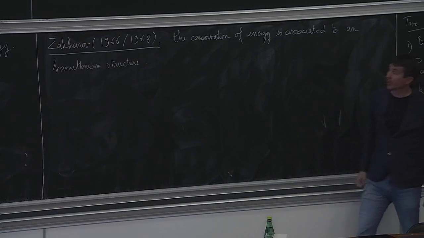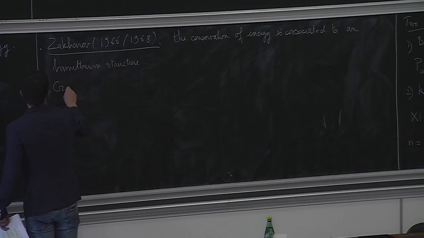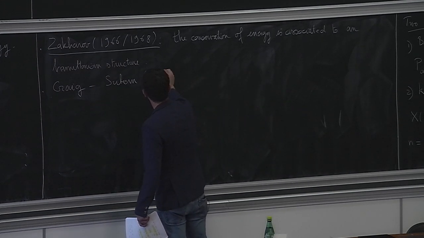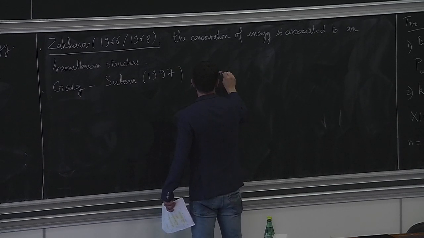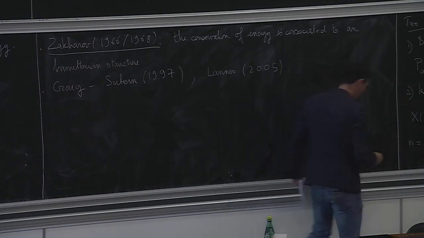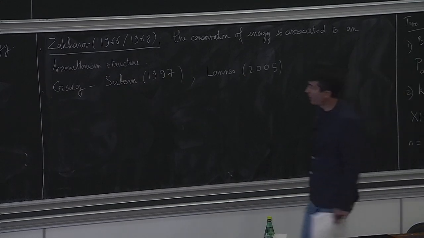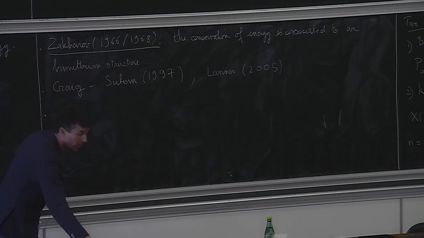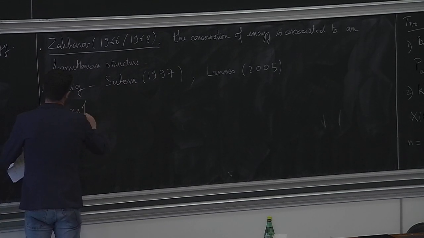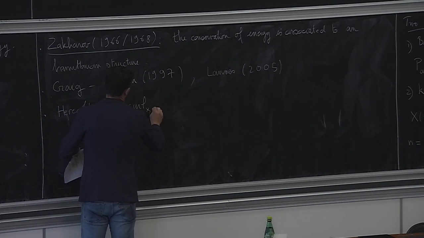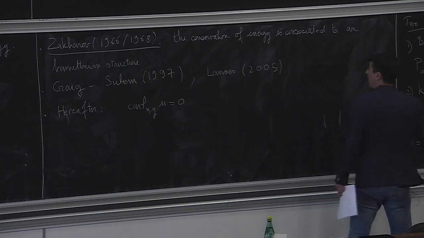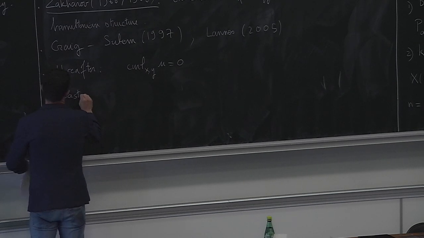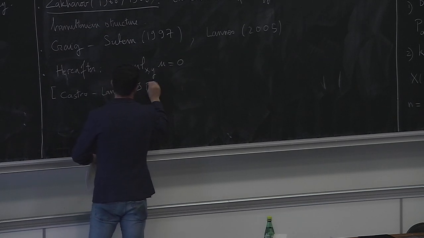To explain this result, we are going to follow the point of view introduced later by Walter Craig and Catherine Sulem. This is in 1997, which was further developed by David Lannes starting in 2005. We are going to consider an irrotational flow. So from now on, hereafter, we make the running assumption that the curl of u is equal to zero. It is not necessary to do it. Many variants are possible. And I refer, for the general case, to Castro and Lannes, their JFM paper.